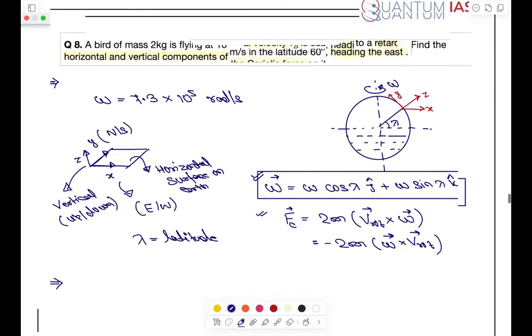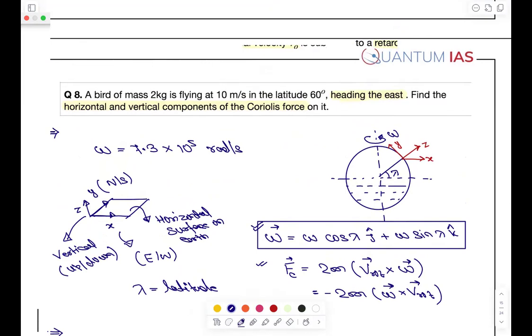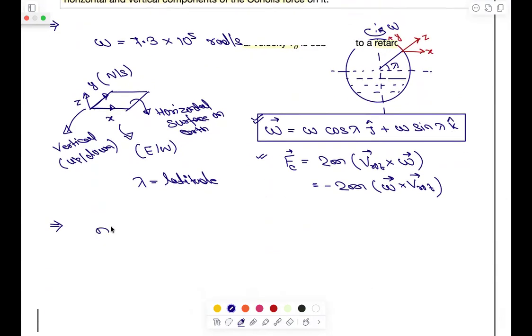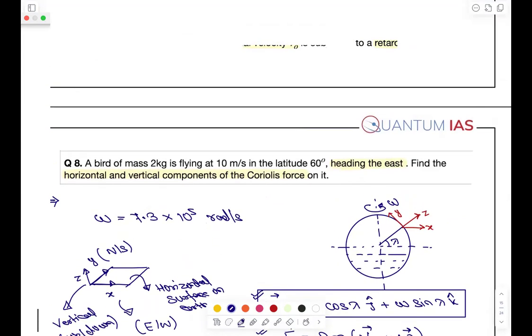Now with this information, let's try to solve this question. A bird of mass m, 2 kg. So m is given as 2 kg, right? Latitude L is given as 60 degrees, right? Can you write V? It is flying at 10 meters per second at a latitude of 60 degrees, heading east.